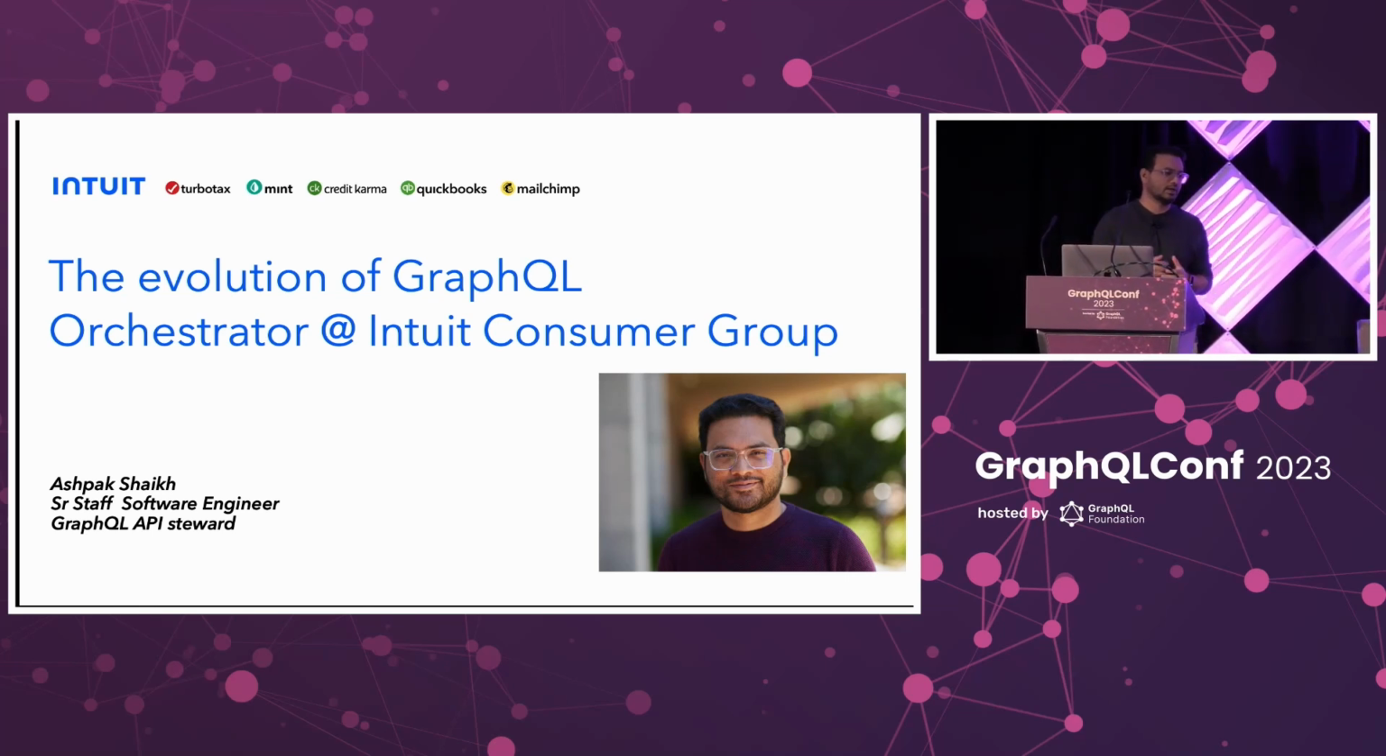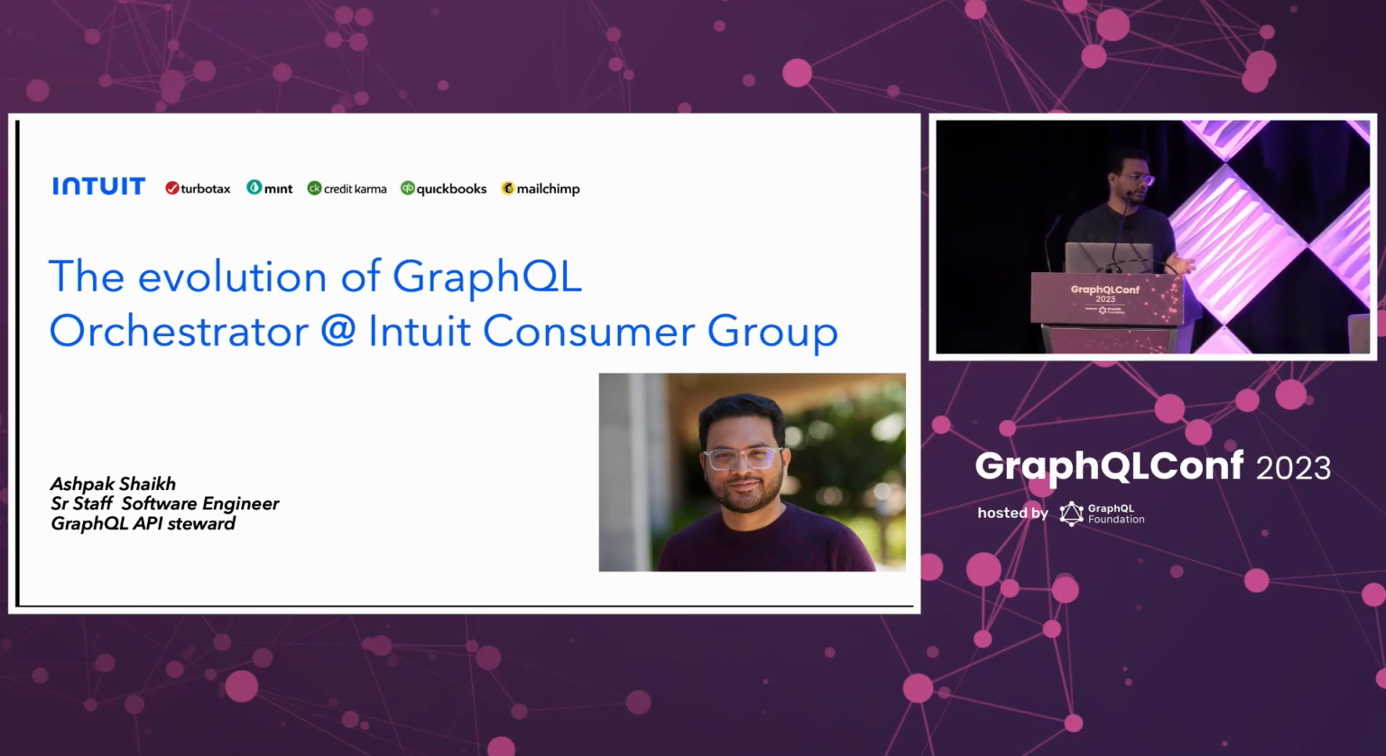A little bit of context about Intuit. You might know Intuit for the apps listed at the top: TurboTax, Mint, Credit Karma, QuickBooks, and MailChimp. Some of these apps belong to the Intuit consumer group, namely TurboTax, Mint, and Credit Karma. The other two apps are from the SBSeg group, the small business group.